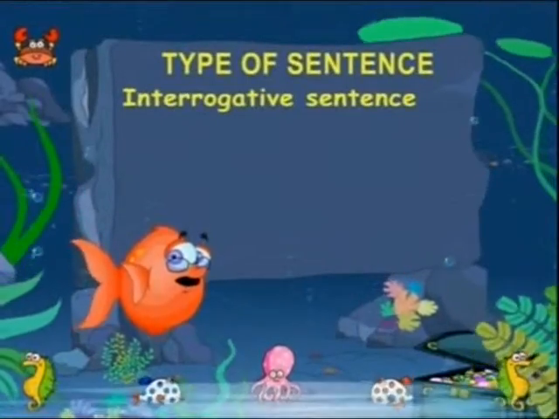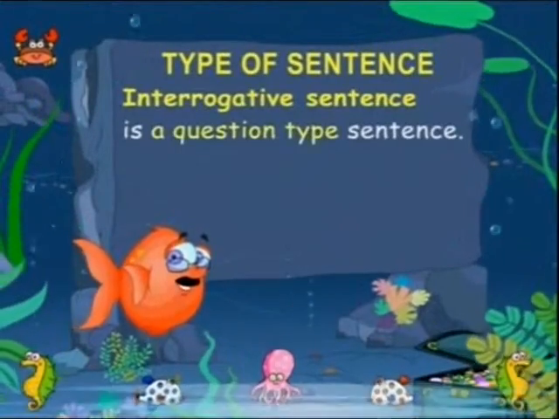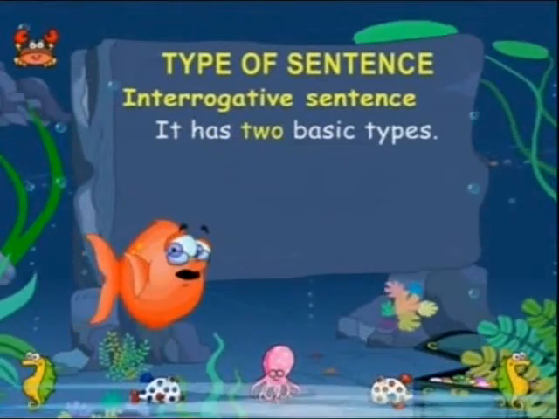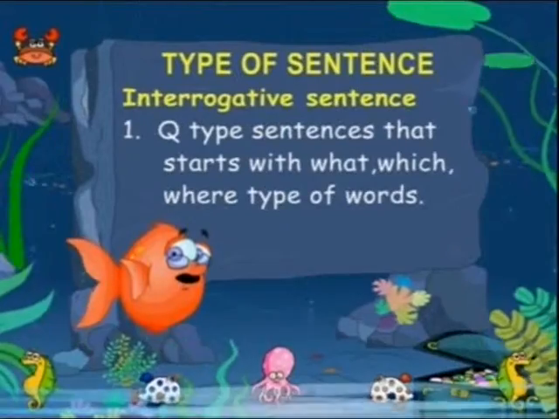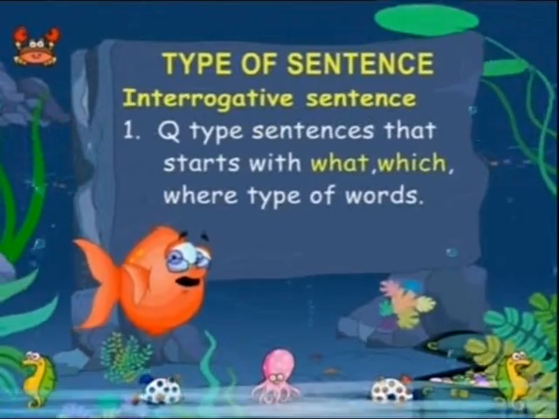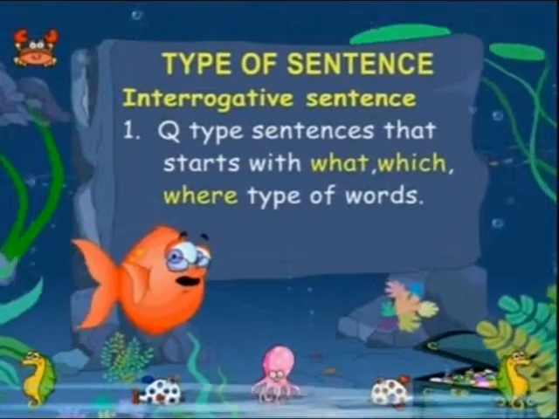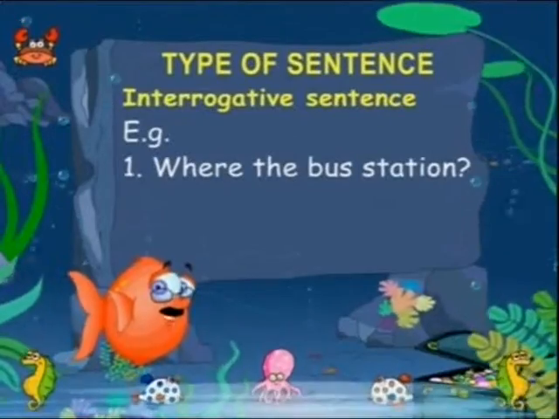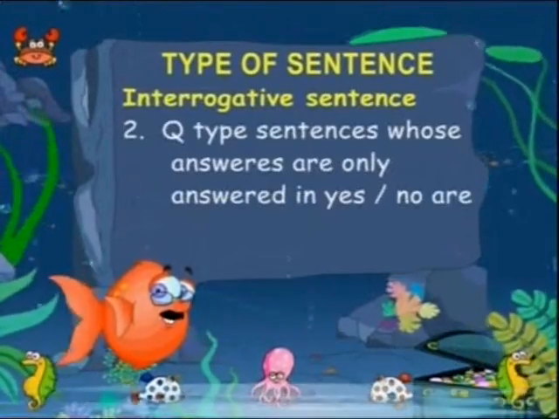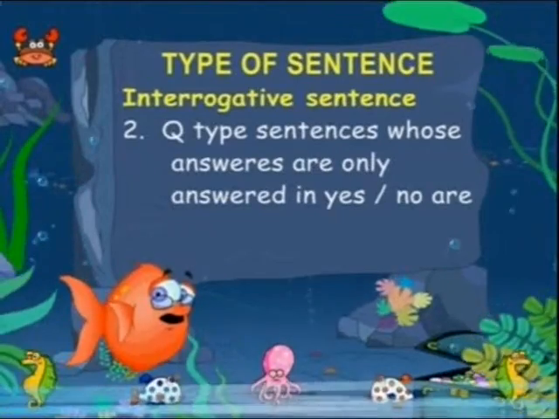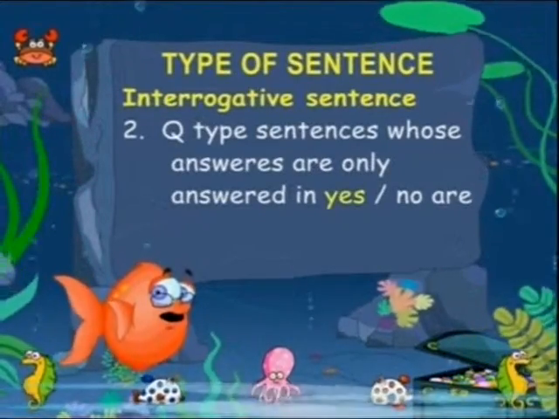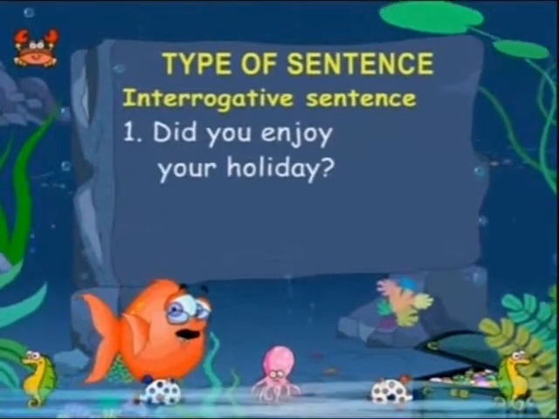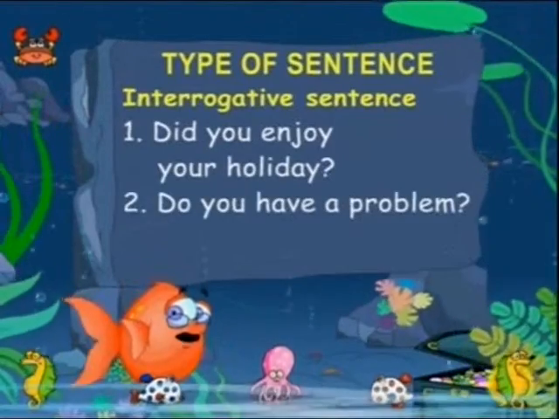Interrogative sentence. Interrogative sentence is a question type sentence. It has two basic types. Question type sentences start with what, which, where type of words. Example, where is the bus station? What's your age? Question type sentences whose answers are only answered in yes or no are: did you enjoy your holiday? Do you have a problem?